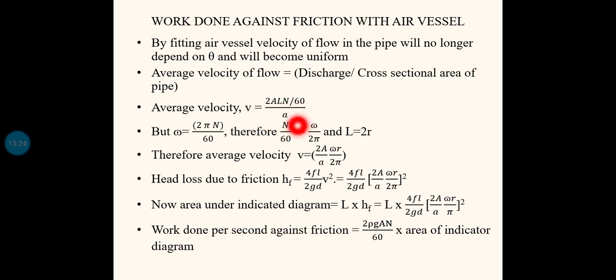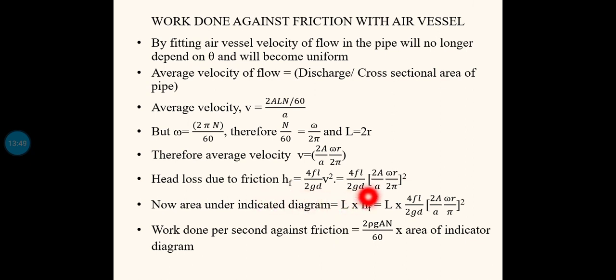V is equal to 2 A L n by 60 by a, but omega equals 2 pi n by 60, so n by 60 equals omega by 2 pi, and L is equal to 2R. Rearranging as in the earlier case, we will get V equal to 2A by a into omega R by 2 pi. Here 2 is coming extra, that's all. So head loss due to friction HF equals 4FL by 2GD into V square, so 4FL by 2GD into (2A by a into omega R by 2 pi) whole square.